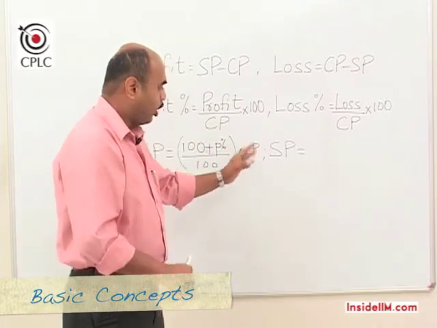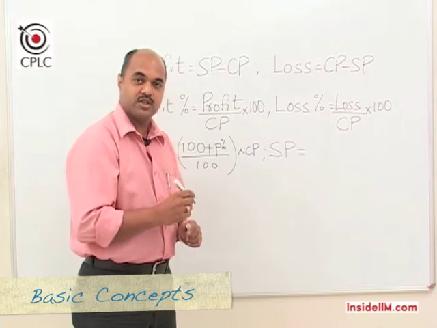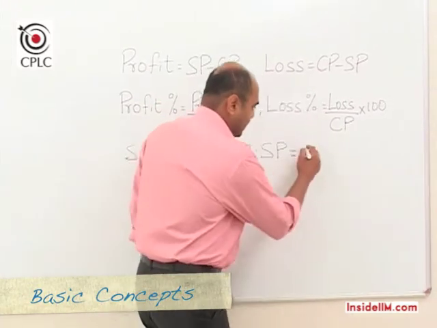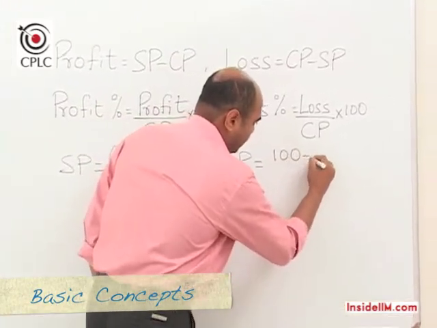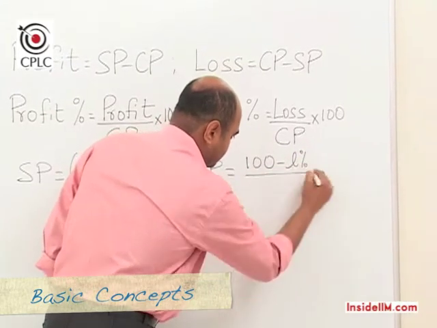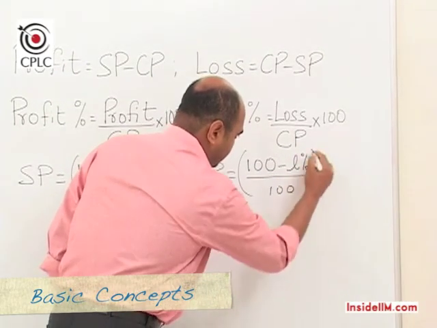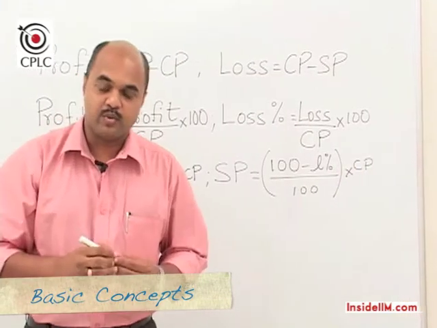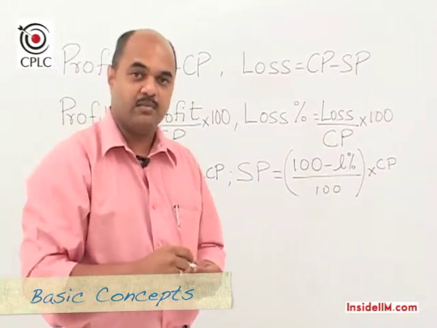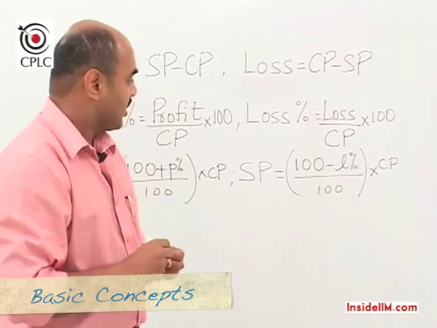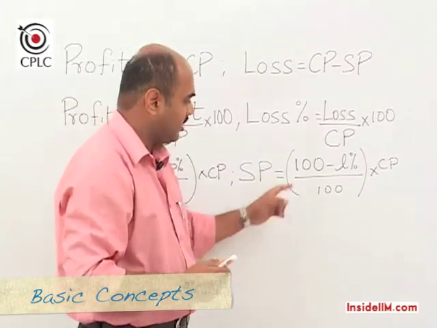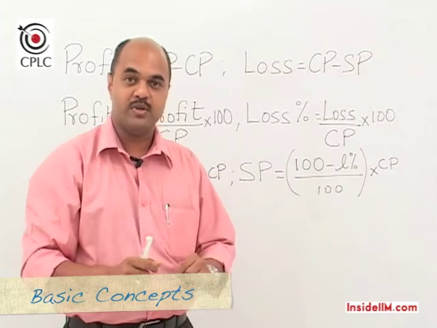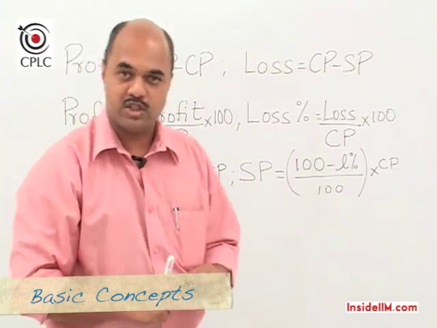On the other hand, if the situation is a loss situation, then the selling price would be 100 minus the loss percent upon 100 multiplied by the cost price. So instead of a 20% profit, suppose I make a 20% loss, then my selling price would be 100 minus 20, which happens to be 80% of the cost price.